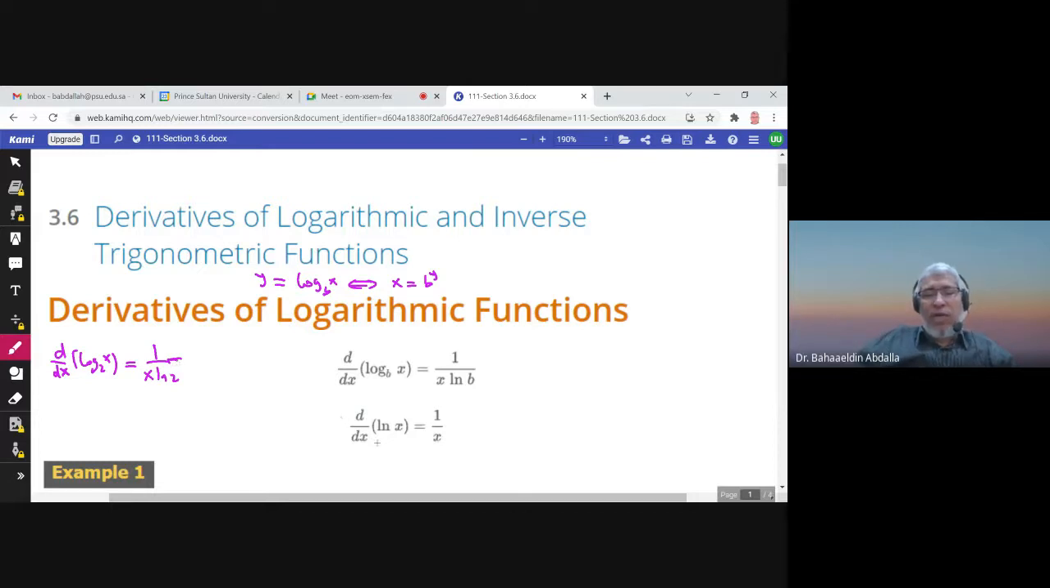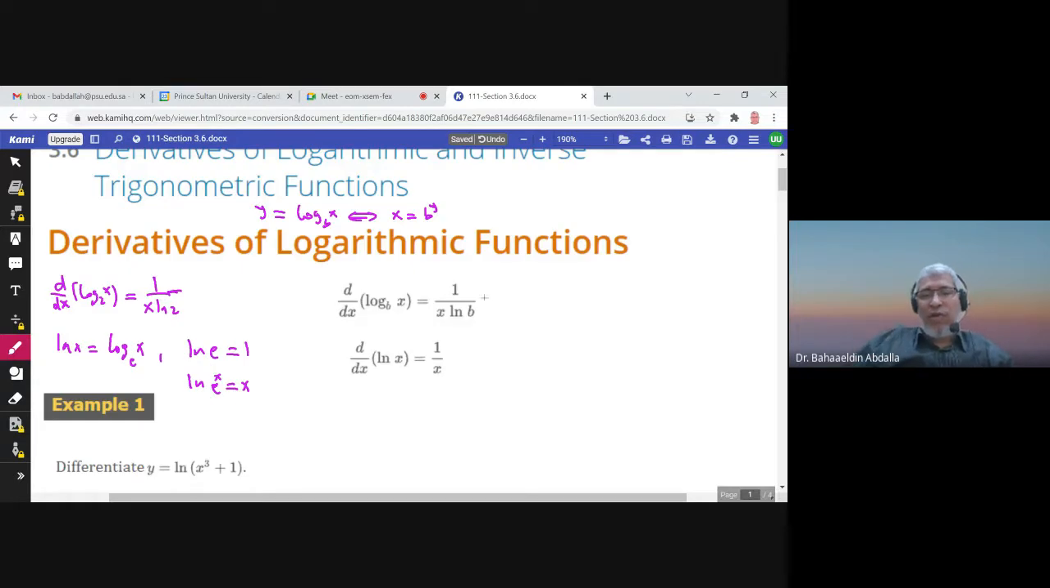And for ln x, remember that ln x is log x to the base e, and that ln e is 1, and ln e^x is x. So to find the derivative of ln x, we can just use this formula and write 1 over x times ln e. But ln e is 1, so the derivative of ln x would be just 1 over x.